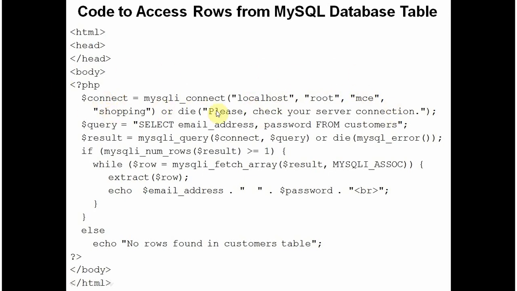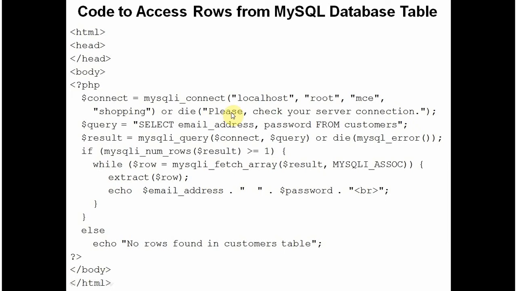If the method runs successfully, it will come on to the next line. But if something goes wrong, if the password is incorrect or the database is not working or the shopping database is not found, it will come here and execute this die method. That means it will terminate and exit from the script, displaying the message that please check your server connection.